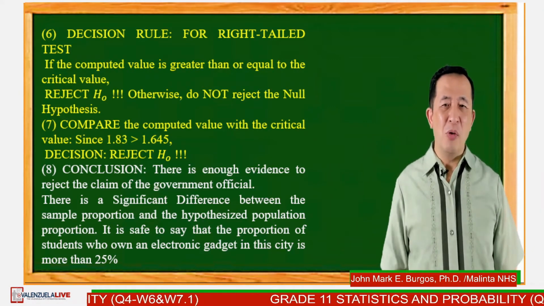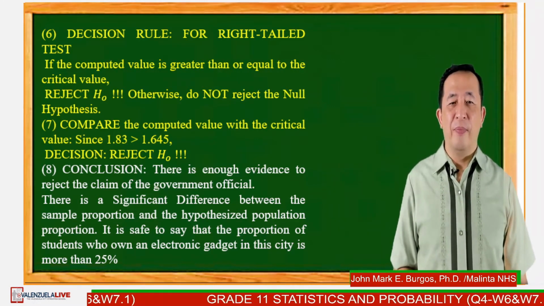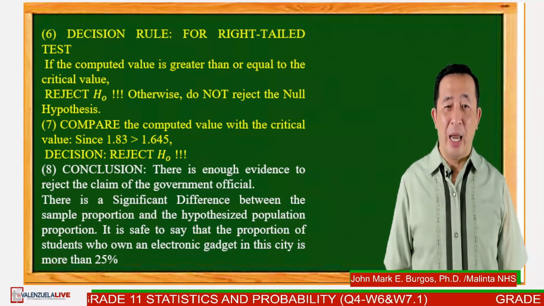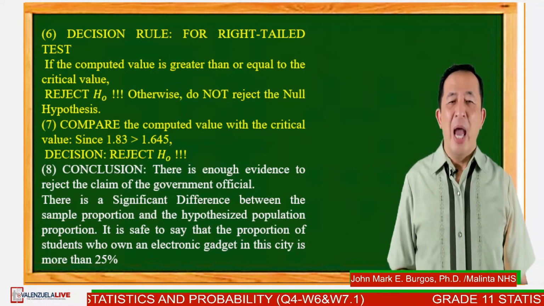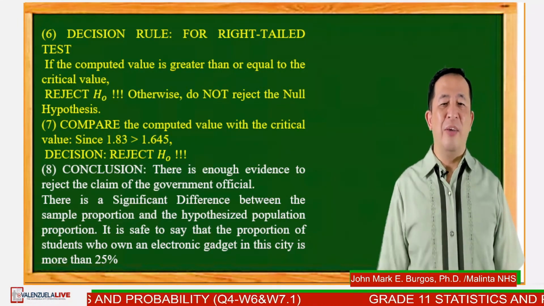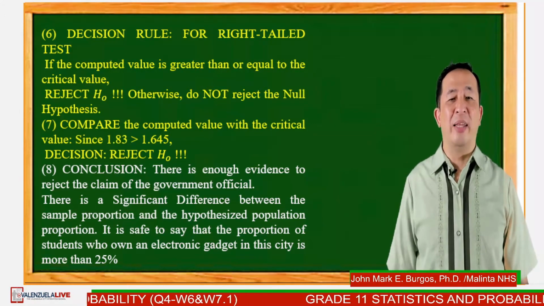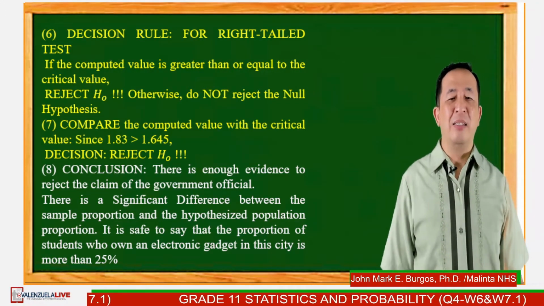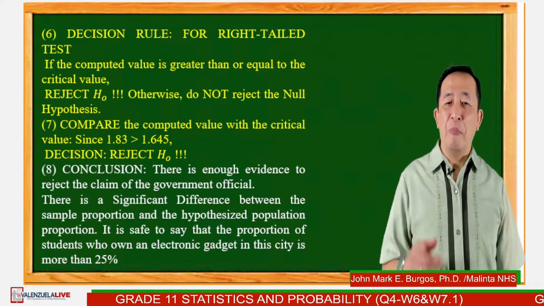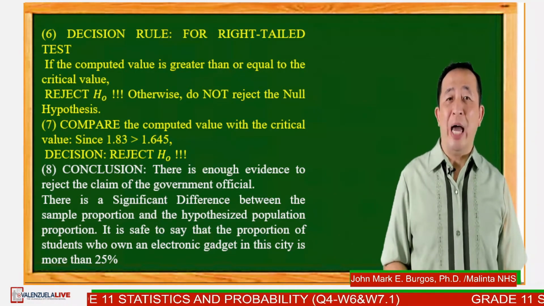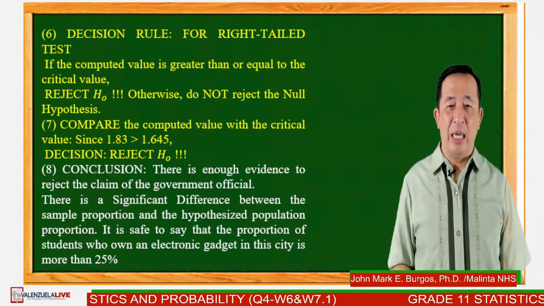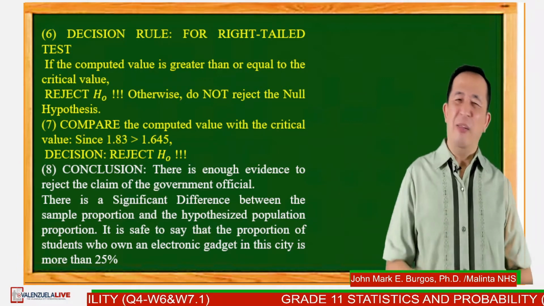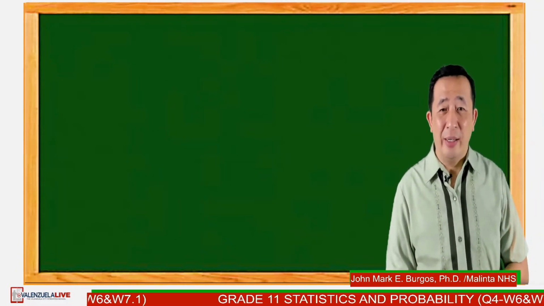So, in making a conclusion, there is enough evidence to reject the claim of the government official. There is a significant difference between the sample proportion and the hypothesized population proportion. It is safe to say that the proportion of students who own an electronic gadget in the city is more than 25%. So, in this lesson, what have we learned?